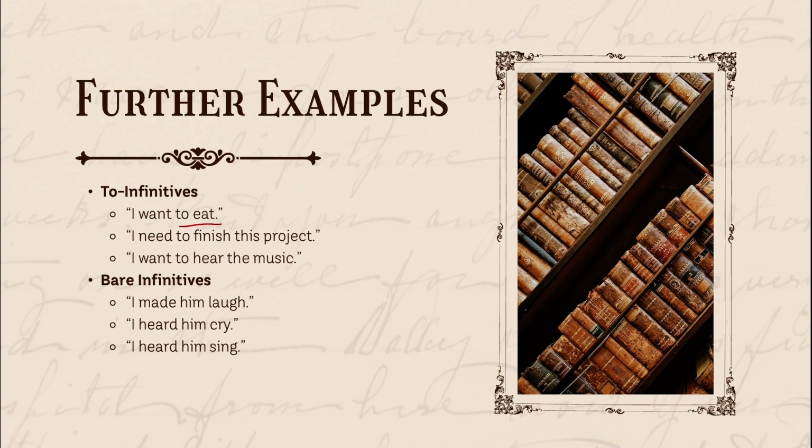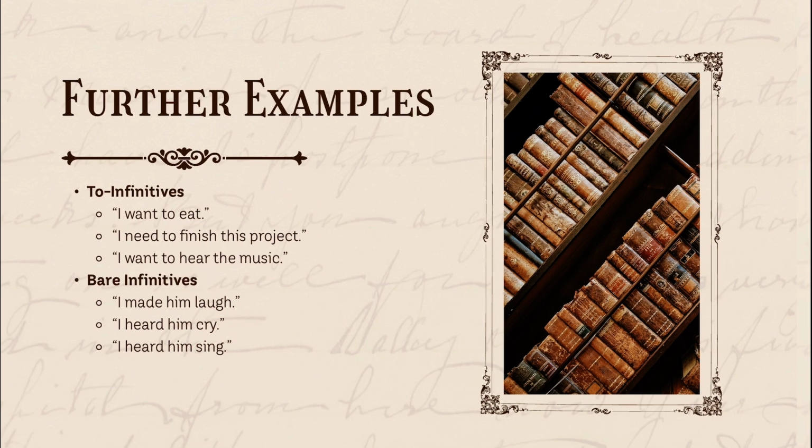So, I want to eat. There's our infinitive right there. To finish this project. I want to hear the music. Bare infinitives. Look, we have two verbs present here, I made and heard. But none of these, to heard, to made, makes sense. But to laugh: I made him laugh. I heard him cry, to cry. I heard him sing. These can be expressed with the to in front of it. So you can always locate a bare infinitive in that way. And to infinitives are pretty intuitive upon looking at them.